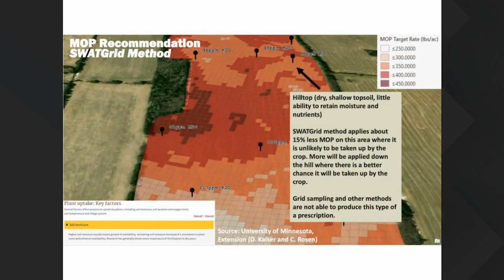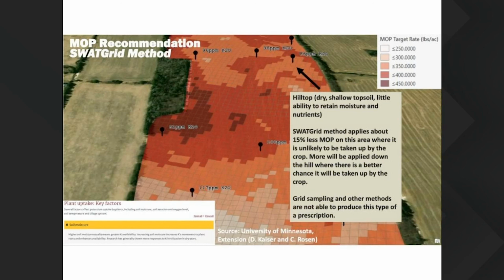Whereas with the SWAT prescription, we can target that a little bit more and say, well, maybe we'll back off on that knoll because we know there's a thin layer of topsoil there, likely less moisture availability and less availability for the crop to take that up, and maybe go a little less up there and try and really just optimize the distribution of that potash prescription across the field. And I just have a little blurb on the bottom left corner there. It's probably hard to see, from the University of Minnesota extension, that higher soil moisture usually means greater K availability for the crop.